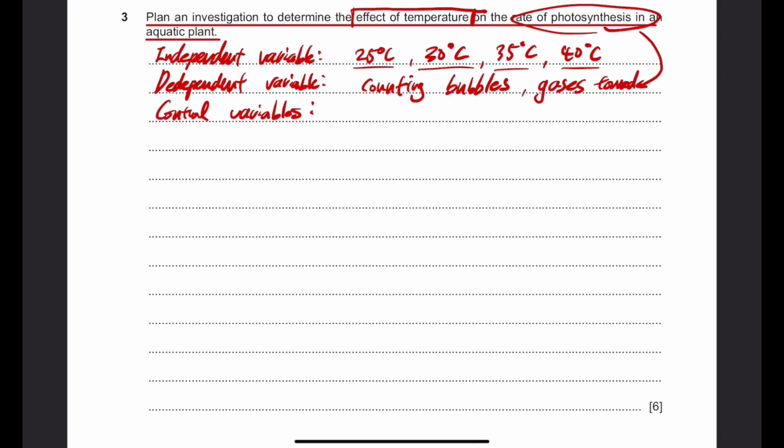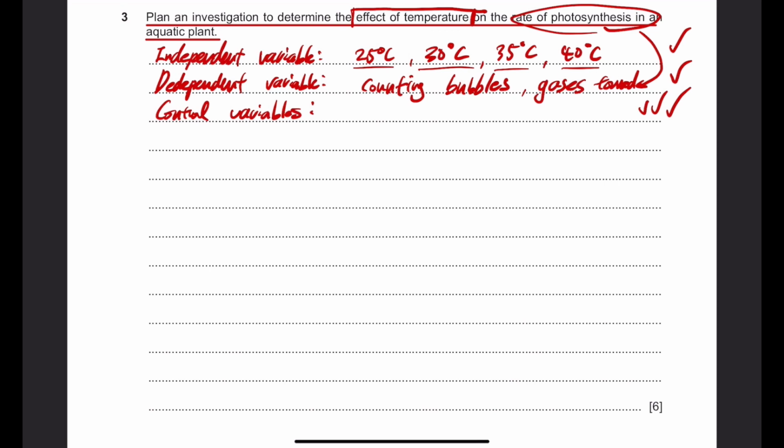And for control variables, you want to write more than 2, like always. Because quite often you get 1 mark for independent variable, you get another one for dependent variable. Minimum 2 marks will be given for the control variables. So the ideal number for the control variables is 3. Okay. So if I were you, I'll probably just write 3 control variables.